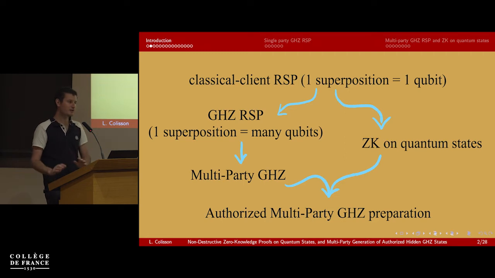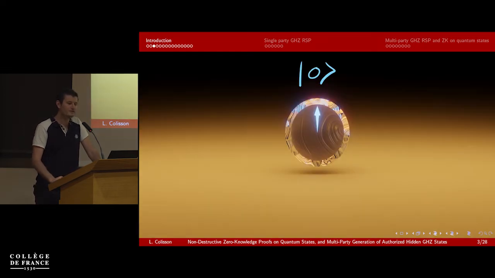And independently, we can also do zero-knowledge proof on quantum state. I will explain that a bit later. And at the end, when we combine these two results, we'll get what we call authorized multi-party GZ preparation. But let's start from scratch.